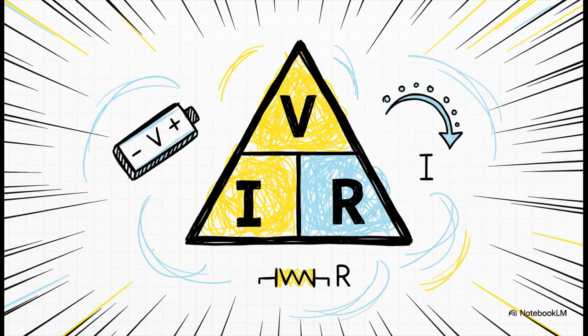And here it is, the equation that puts it all together. V equals I times R. This simple formula is your key to solving the majority of circuit problems. Voltage equals current times resistance. It's powerful, elegant, and absolutely essential.